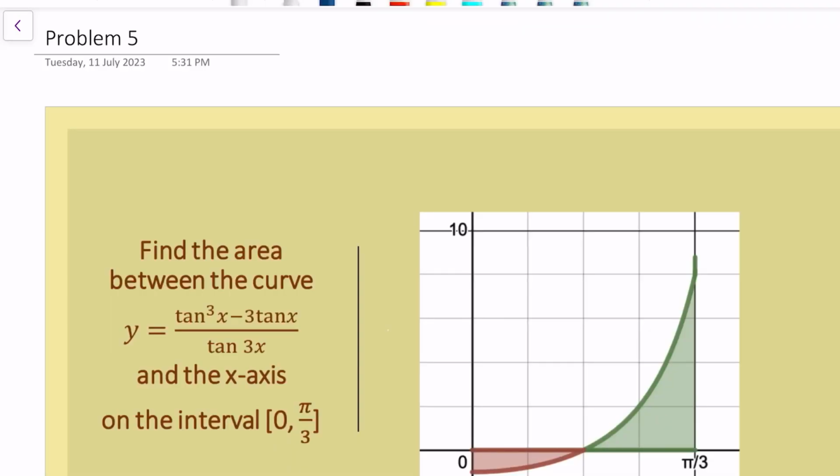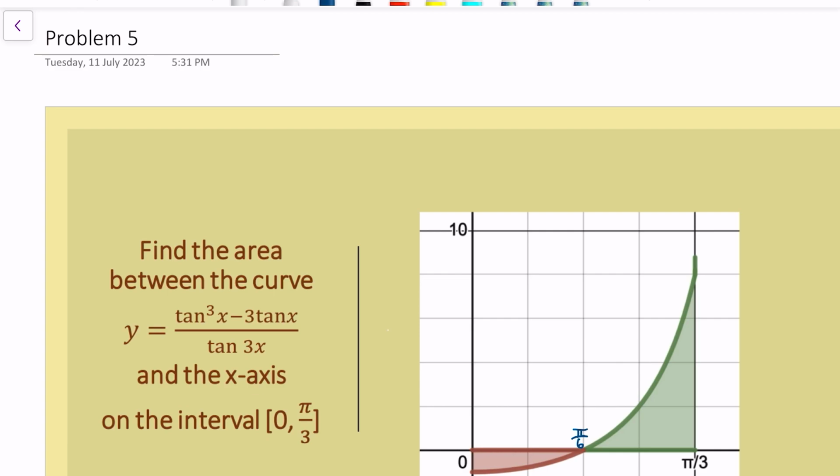Alrighty, the first thing we need to do for this problem is derive a trig identity to integrate this beast. We need to integrate it between 0 and pi over 6, and the answer to that will be a negative number. We take the absolute value for the area, and then we also need to integrate the same expression between pi over 6 and pi over 3. We need to do that separately, otherwise the areas will cancel each other out.